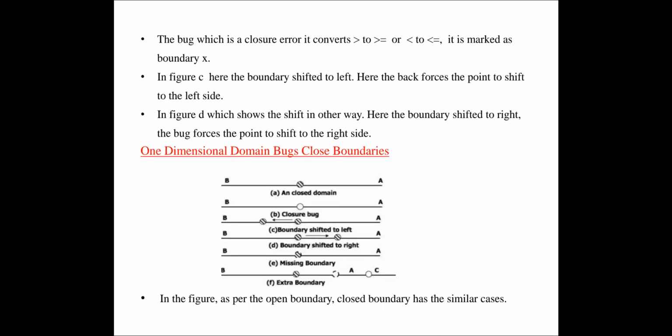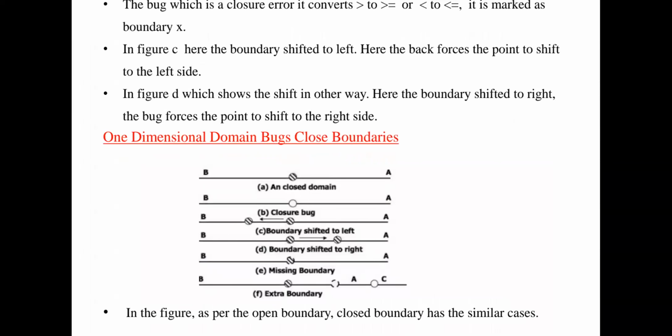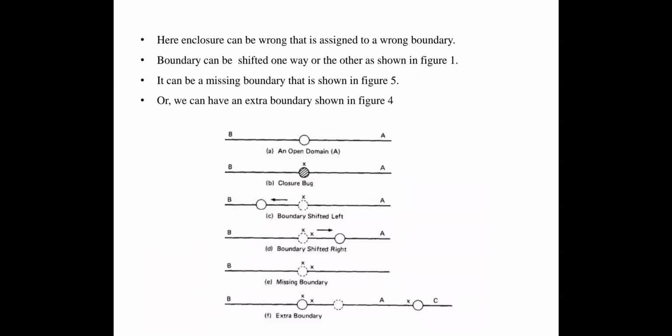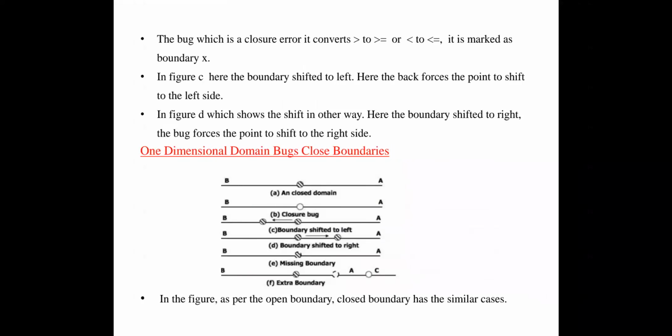So the next one is the bugs on the closed boundaries. Closed boundaries are represented with a dashed line. Open boundaries are represented with an open circle, the point which you have mentioned. A closed boundary is represented with the point closed. Okay, that is called a closed boundary.